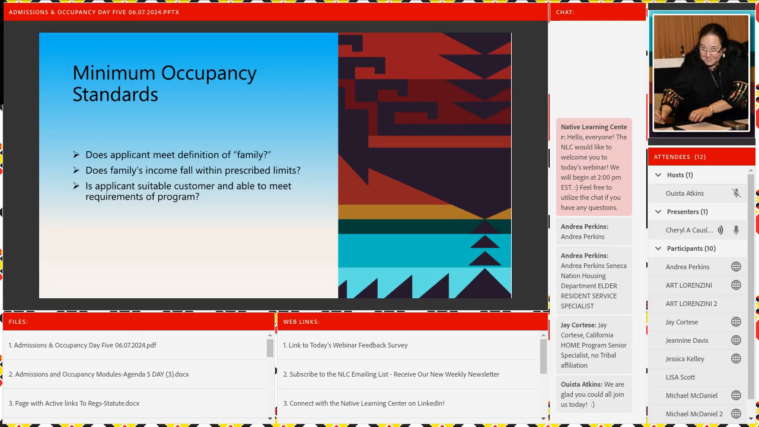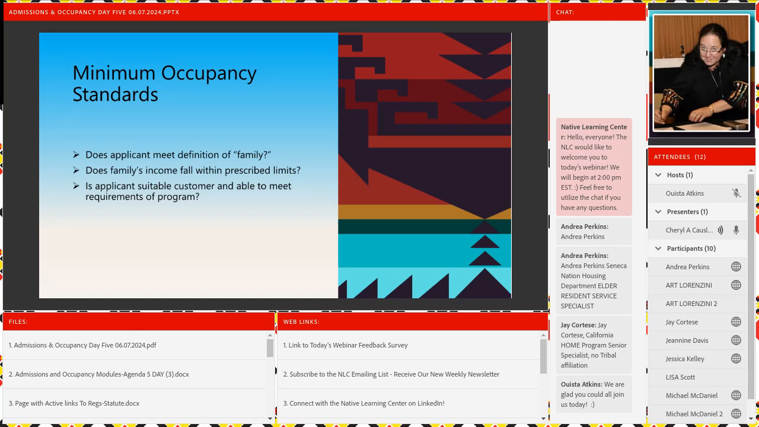So, minimum occupancy standards, okay? Does your applicant, first of all, meet the definition of family? Well, NAHASDA's definition of family even includes a single person. So, they should, it depends on if you have any conditions within your policies. Does your family's income fall within those prescribed limits? Are they under 80% of median income? Do they fall between 80 and 100? And does your IHP allow you that 10% authority?